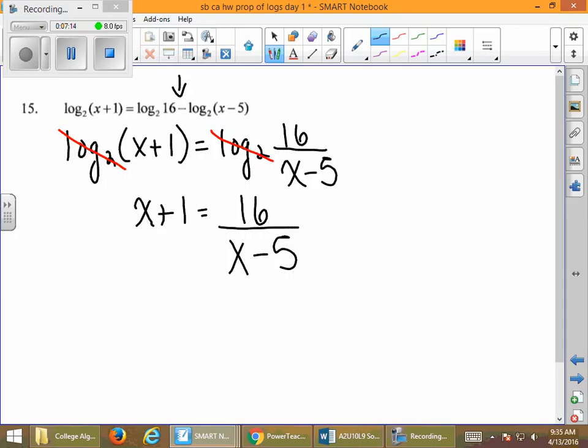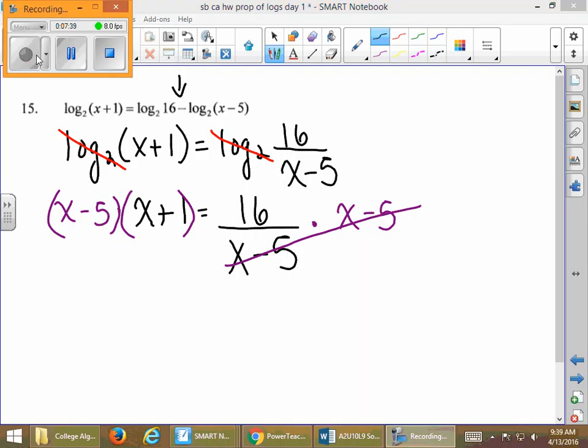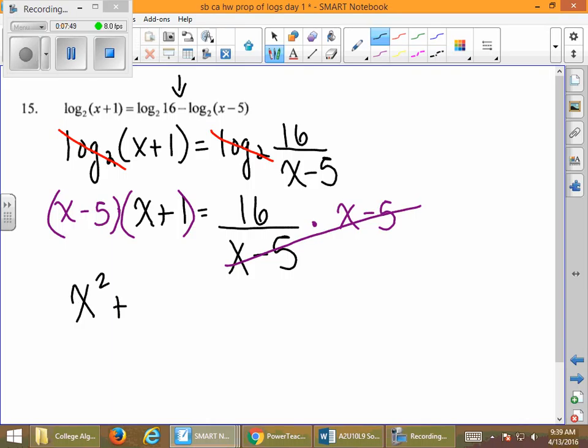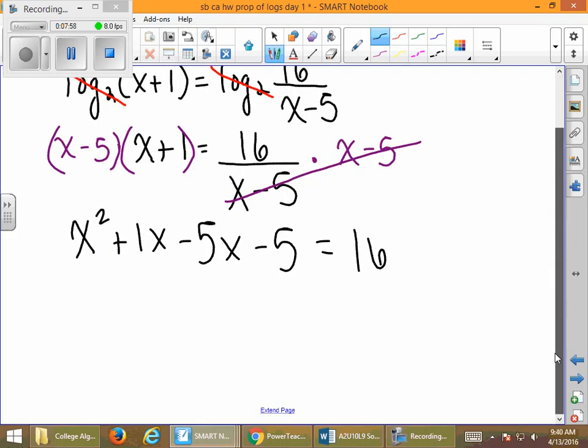Well, we need to get that x minus 5 out of the denominator. So we're going to multiply this by x minus 5. And we're going to multiply this by x minus 5. So our x minus 5 is cancelled out. The other way to look at it is we're cross multiplying with the x minus 5. And now, what we're going to do is FOIL this. So we get x squared plus 1x minus 5x minus 5 equals 16. We canceled out those x minus 5's.